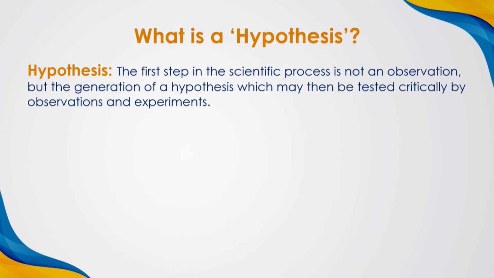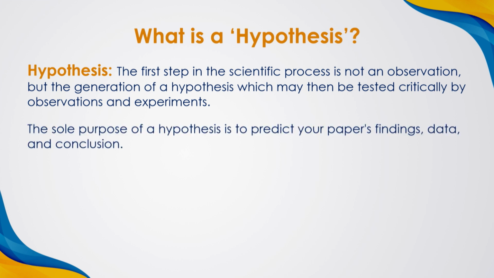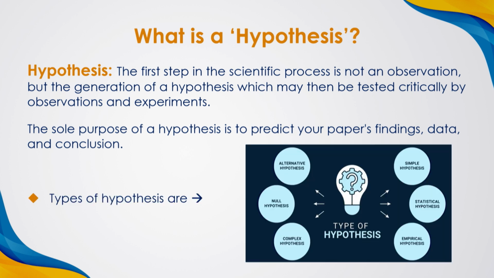What is hypothesis? Hypothesis is the first step in the scientific process. It is not an observation, but the generation of a hypothesis which may then be tested critically by observations and experiments. The sole purpose of a hypothesis is to predict your paper's findings, data and conclusion. Types of hypothesis are displayed here. There are different types of hypothesis: null hypothesis, alternative hypothesis, complex hypothesis, simple hypothesis, statistical hypothesis and empirical hypothesis.